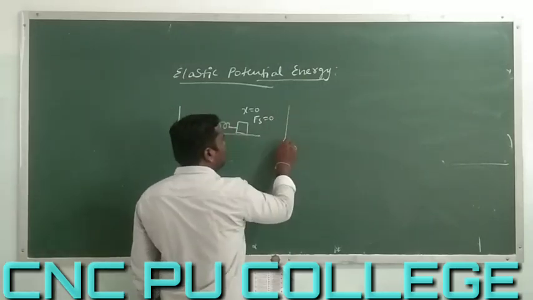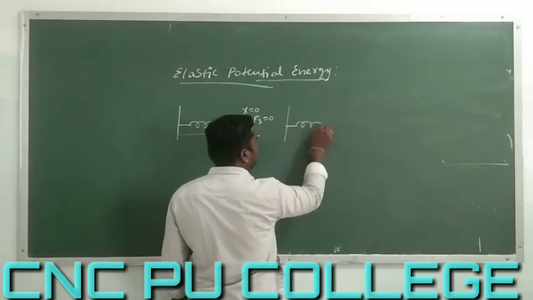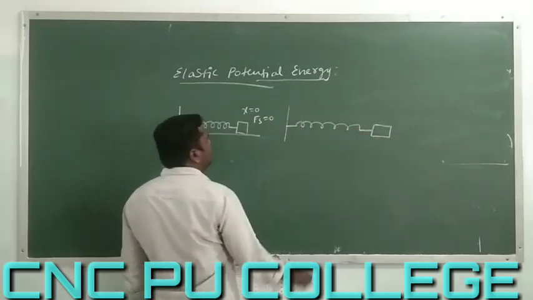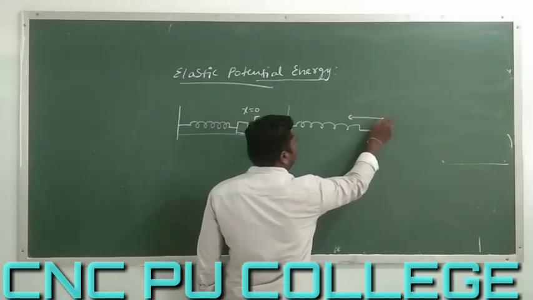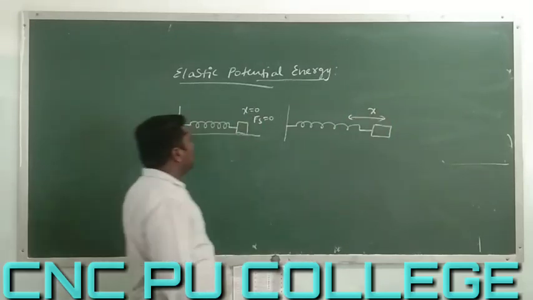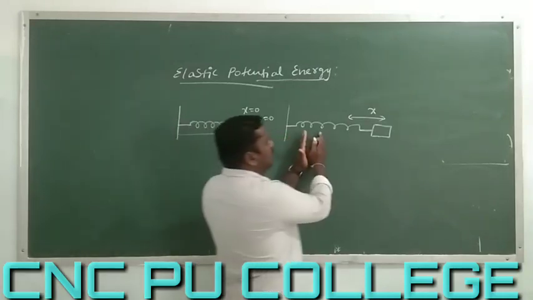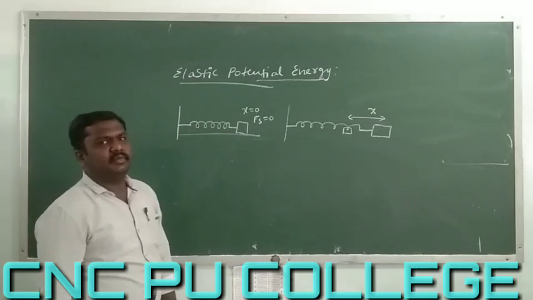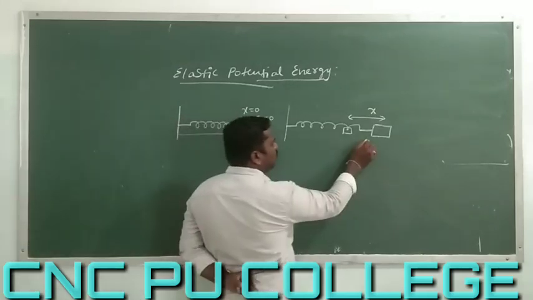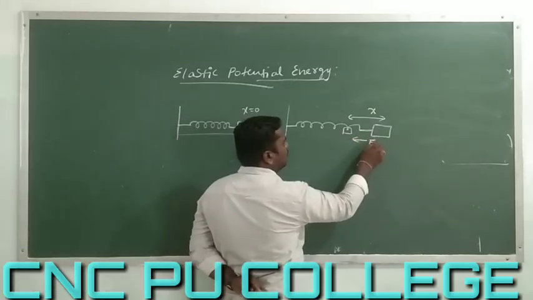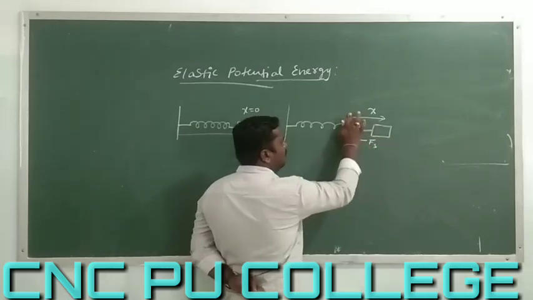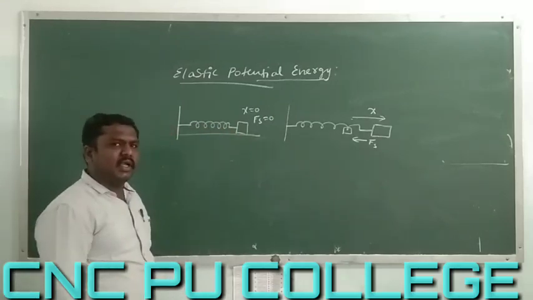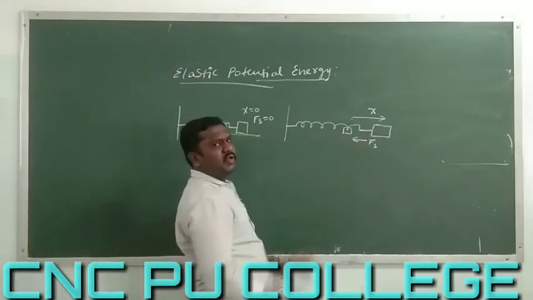I am considering the second case where the spring is displaced through a distance x. Compared to this, here we are stretching the spring and displacing it through a distance x. So the restoring force will be in the opposite direction. So this is the direction of Fs. The displacement is in the forward direction and the restoring force is acting in the backward direction. This is the case of stretching of the spring.